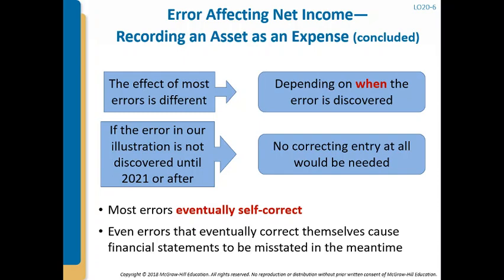But most of the time you find the error, and again, these are material errors, within that time. Let's say it's 2 years down the road, like we just saw, on a 5-year asset, then you're going to have to make the changes accordingly.